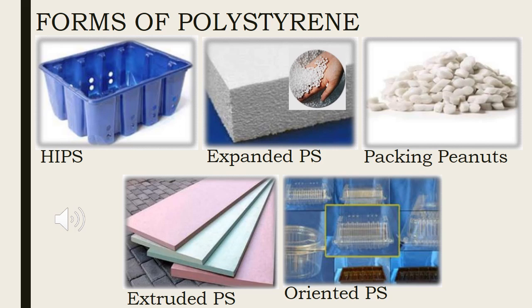Polystyrene exists in 5 different forms: high impact polystyrene, commonly known as HIPS; expanded polystyrene, commonly known as EPS; packing peanuts; extruded polystyrene, commonly known as XPS; and oriented polystyrene, commonly known as OPS.